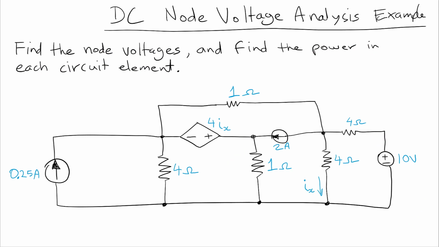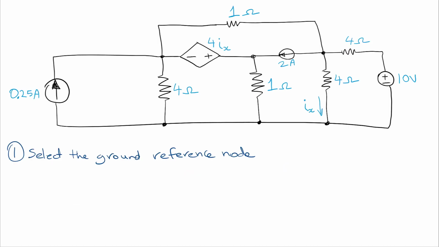Okay, so now the first step in node voltage analysis is to select the ground reference node. Our typical method is to pick one side of a voltage source. So we could pick over here, or here, or here, or here. In fact, we can pick any node we like, but our guidance is to pick one side of a voltage source because it makes the analysis easier. So if we really wanted to, we could pick this node as well.